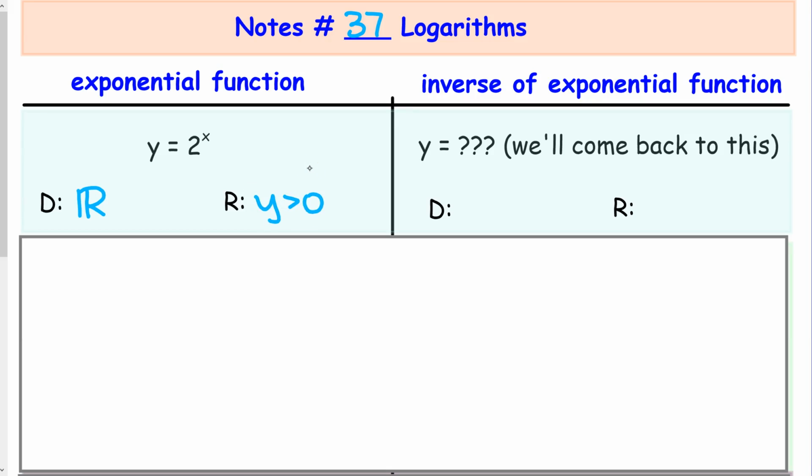All right, so what about the inverse? Well, the equation of the inverse we're going to come back to in a moment. But one thing we know is that for inverses, the domain and the range switch. So the domain would be x is greater than or equal to 0, or excuse me, just x is greater than 0. And the range would be all real numbers.